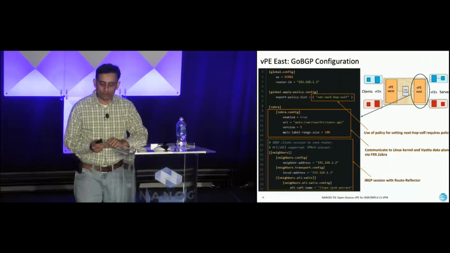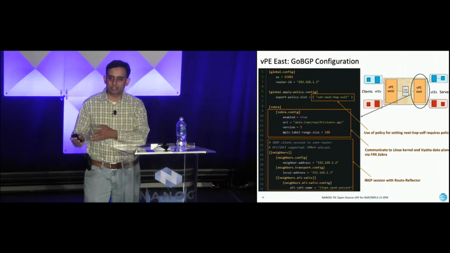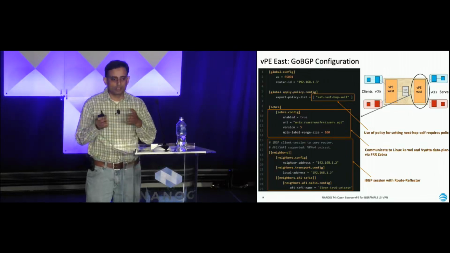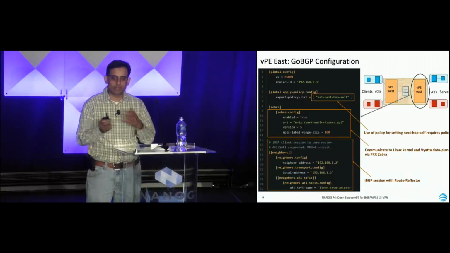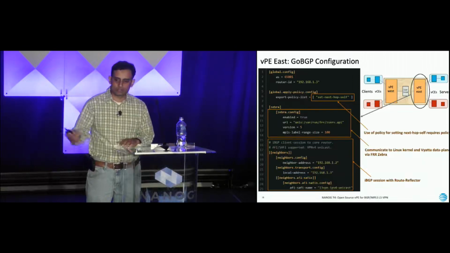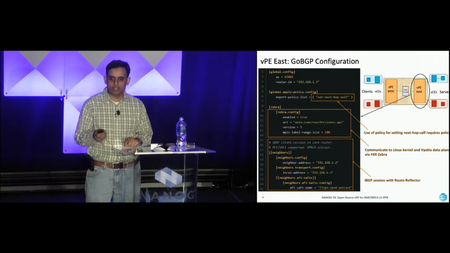Next is the GoBGP configuration on VPE East. Three key points here. The first key point is that in order to use next hop self, which is basically assigning the next hop as the loopback of its own interface, we had to use an export policy. So as routes come in and go into the service provider network, this policy attaches the loopback of VPE East to the routes as next hop.